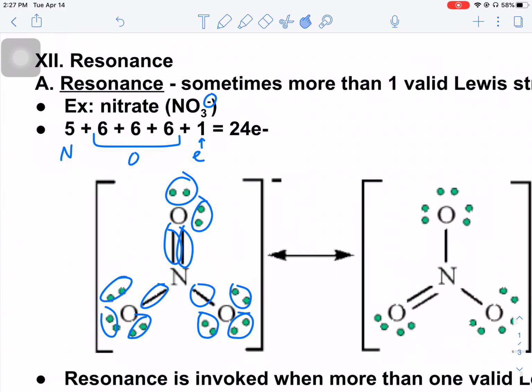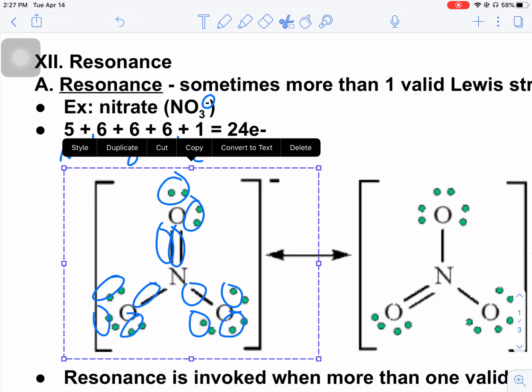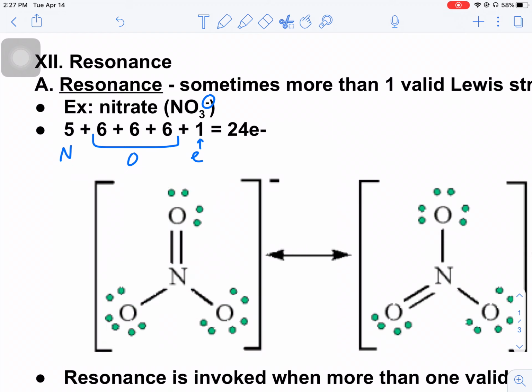So every atom has an octet. We've got a grand total of 24 valence electrons. And what you're going to notice is that there is a double bond up top, and that oxygen only has 2 lone pairs, and that there's single bonds on the bottom, and those oxygens have 3 lone pairs.